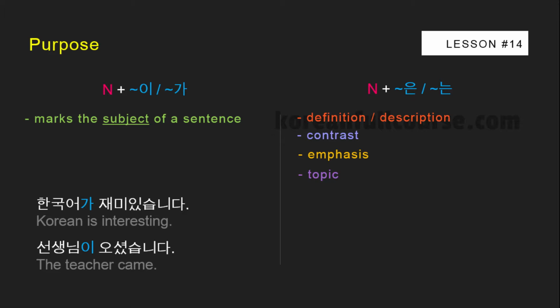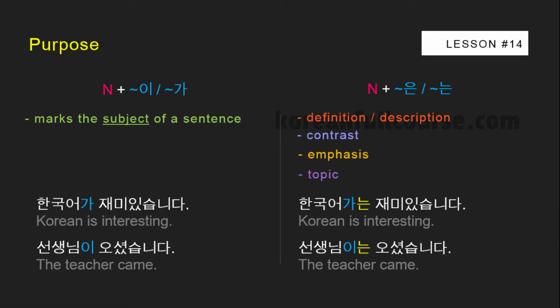Let's compare it with the 는 particle. 는 is used when you define or describe nouns or actions, when you want to show a contrast or emphasize nouns or actions, and also when you want to clarify the topic of a sentence, so that others would understand better what you are talking about. Look at these examples, especially at their English translation. These two sentences on the left-hand side and right-hand side sound exactly the same in English, but there is a little nuance in the sentences on the right-hand side.